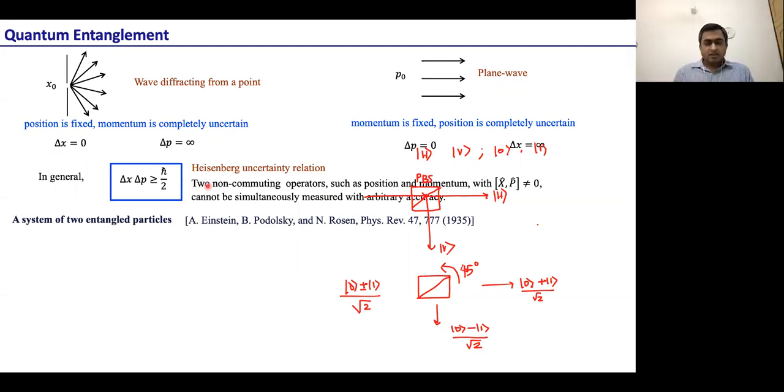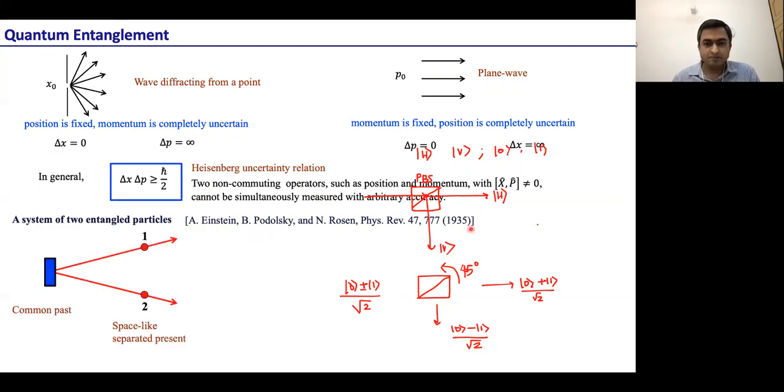Okay, so this is quantum 101. This is the very first principle of quantum mechanics. Now, this first principle of quantum mechanics was apparently violated when we discuss entanglement. And this is what was pointed out by Einstein, Podolsky, and Rosen in their 1935 paper.